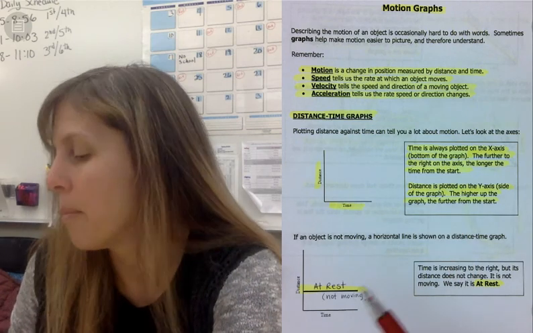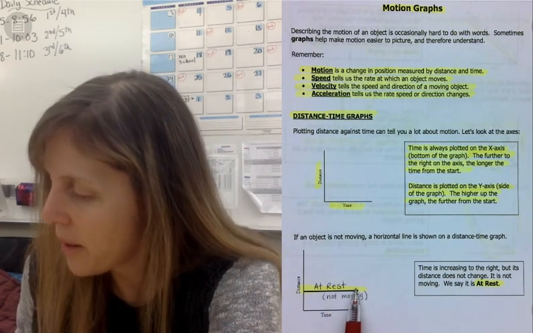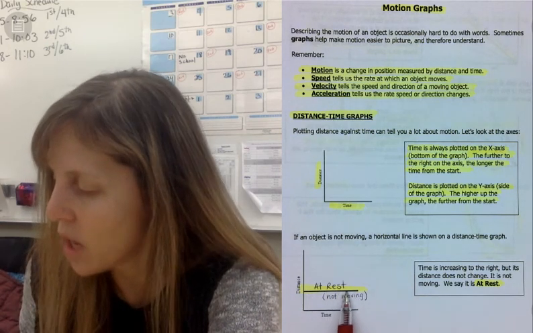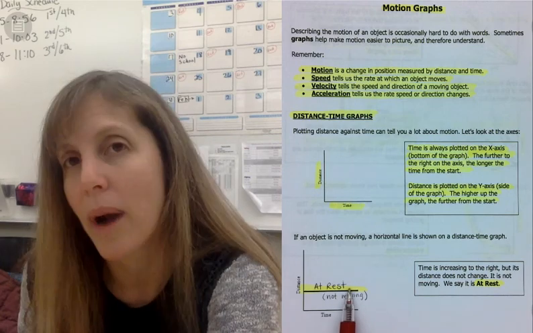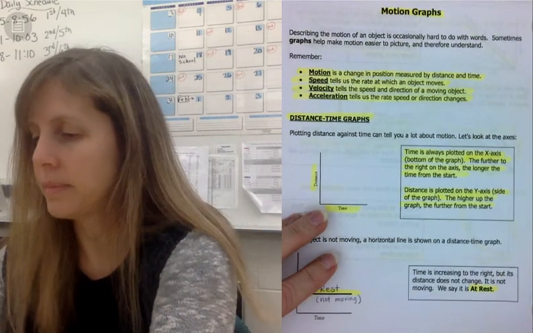If an object is not moving, a horizontal line is shown on a distance time graph. So time is increasing to the right, but its distance does not change. It's not moving. So we say it's at rest. You also might hear something like the word stationary. All right.